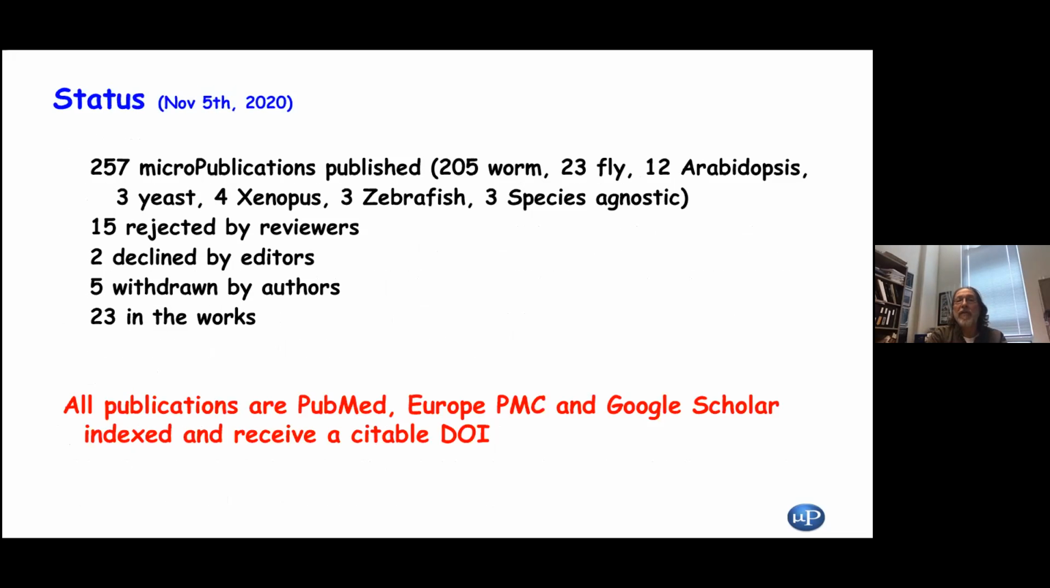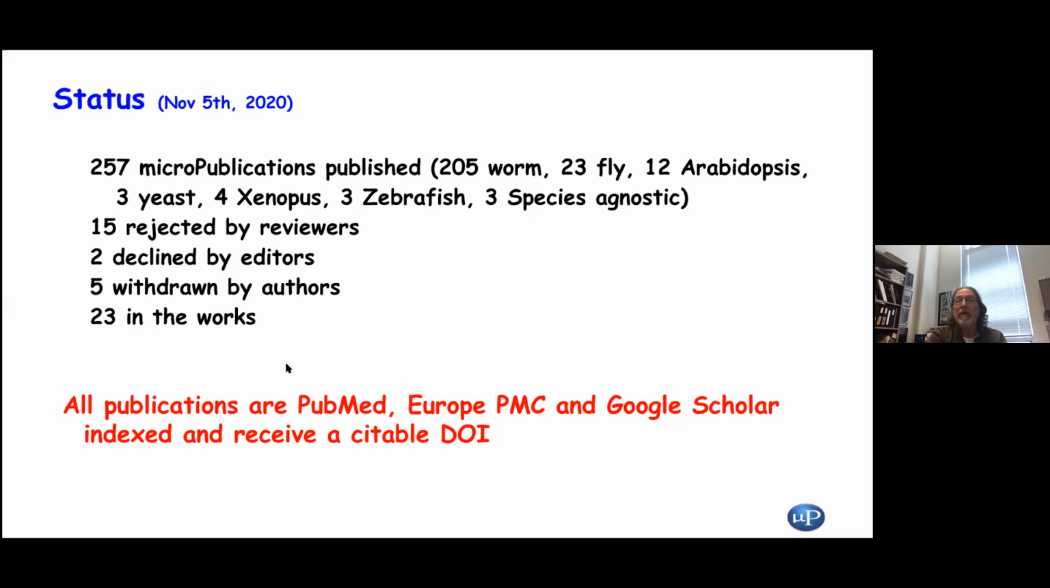So far we have published 257 micropublications, and 205 of these are from worm, and then we've had some others from fly and Arabidopsis, Saccharomyces, Xenopus, and zebrafish. We are currently rejecting at a level of about 5%, although a number of articles, before they were published, went through multiple rounds of revisions to meet our standards.